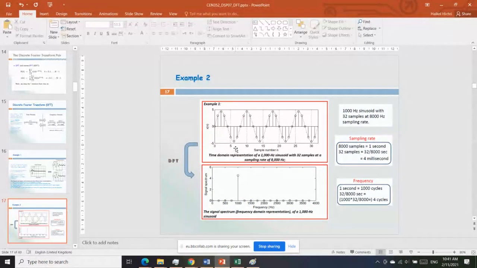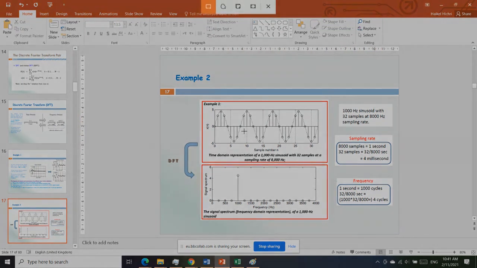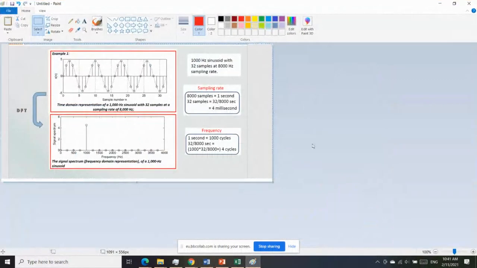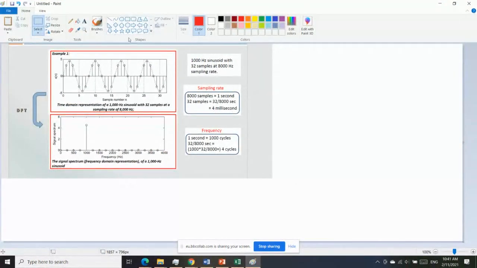Here's another example using a simple sinusoid. This is basically a 1,000 hertz sinusoid, 1 kilohertz, and we sampled it with 32 samples at an 8,000 hertz sampling rate. That means we take 8,000 samples every second. So this signal repeats 1,000 times every second.